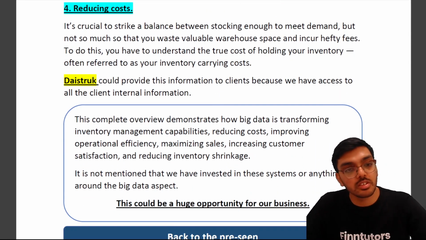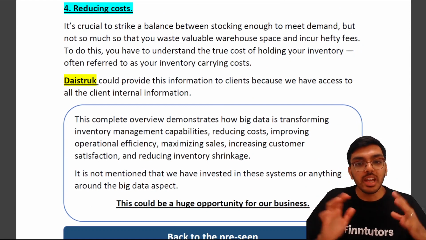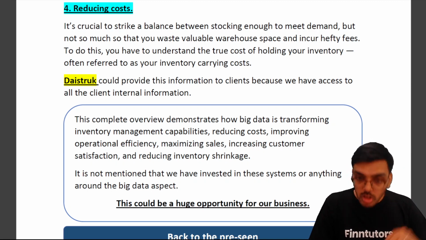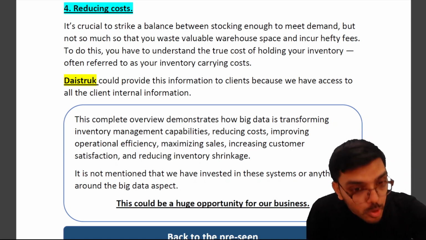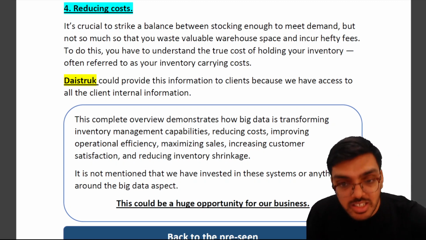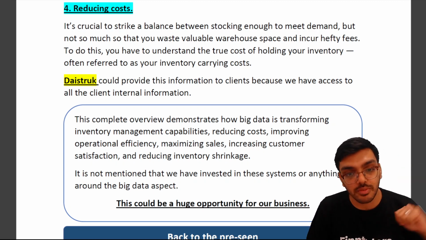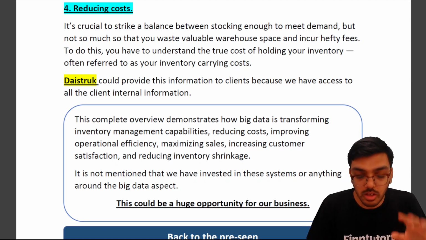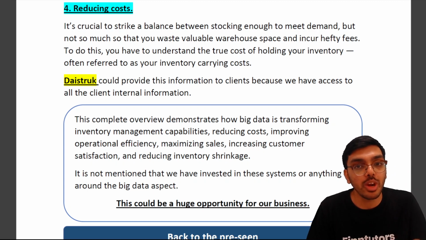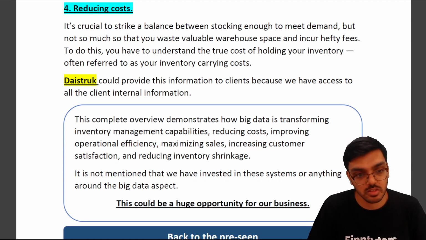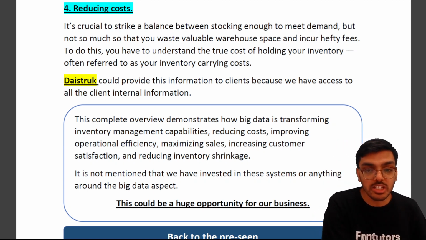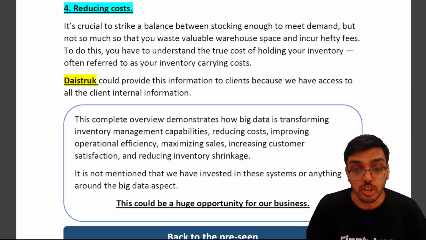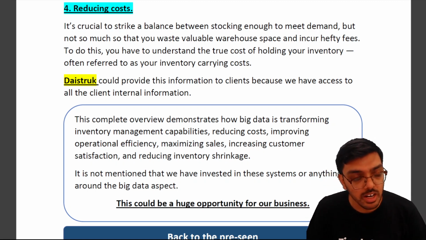Now, all of this overview demonstrates how big data is transforming inventory management capabilities, reducing costs, improving efficiency, maximizing sales, increasing customer satisfaction. It is all of these systems that will be important for today's modern IT related businesses. So it is not mentioned that we have invested in this kind of system or anything around the big data aspect. So this could be a huge opportunity for my business, right?